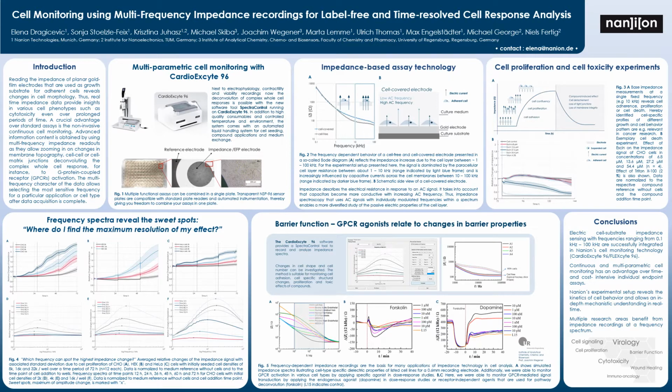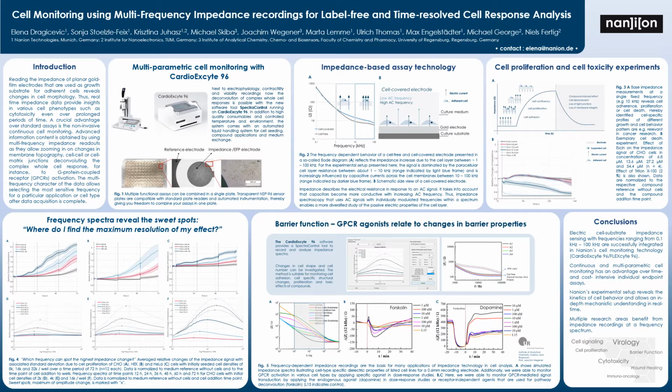The frequency-dependent behavior of a cell-free and cell-covered electrode, presented in a so-called Bode diagram, A, reflects the impedance increase due to the cell layer between approximately 1 to 100 kHz. For the experimental setup presented here, the signal is dominated by the paracellular cell layer resistance between about 1 to 10 kHz, range indicated by light blue frame, and is increasingly influenced by capacitive currents across the cell membranes between 10 to 100 kHz, range indicated by darker blue frame. Panel B shows schematic side view of a cell-covered electrode.